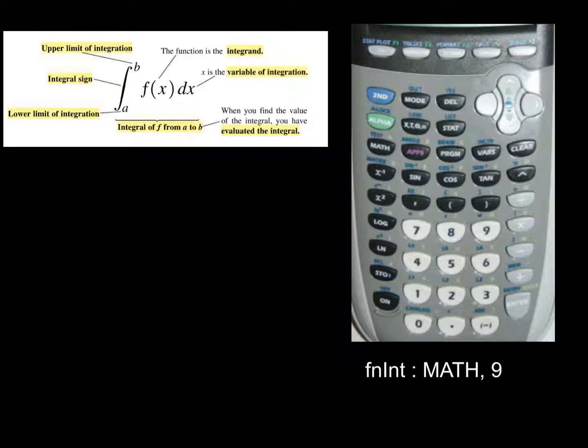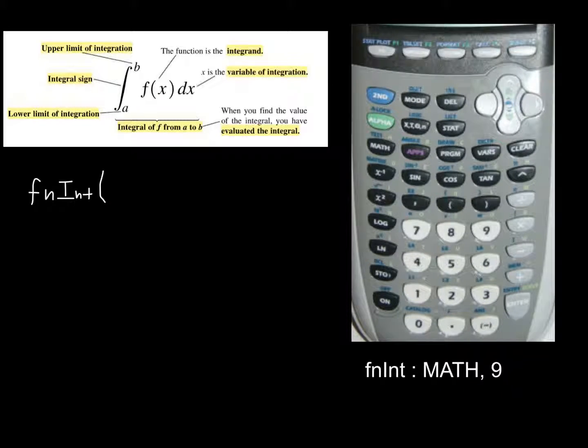Okay, so your calculator can evaluate definite integrals. And just remember, of course, that we need to identify the lower limit of integration, the upper limit of integration. We need to define what the function or the integrand is going to be. And we need to make sure we tell it the variable of integration. Okay, so the command to do this is to hit math, that's right here, and then 9. Okay, so go ahead and do that now. If you do so, fnInt appears with a parenthesis here, and here's the order in which you need to feed the information to the calculator.